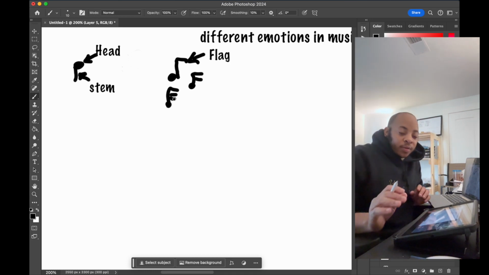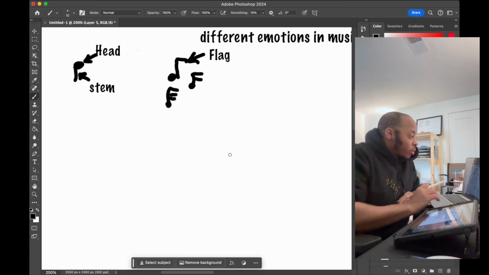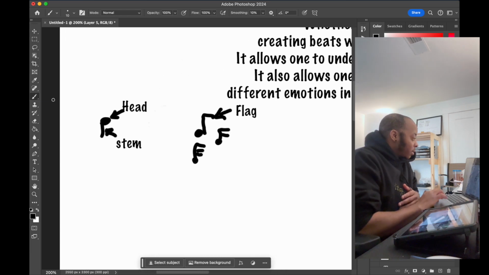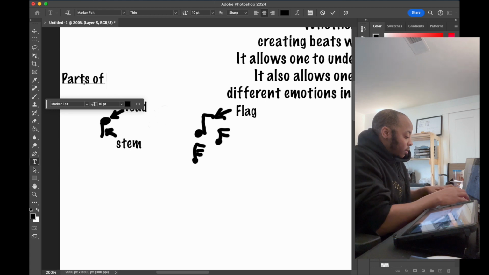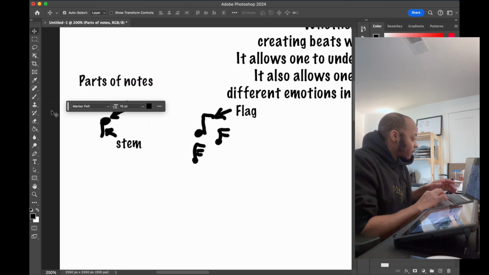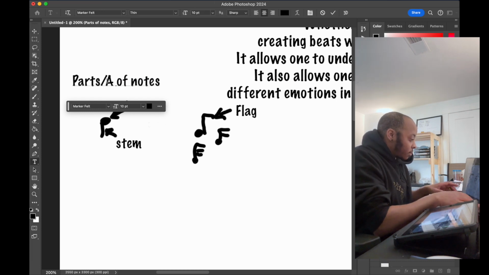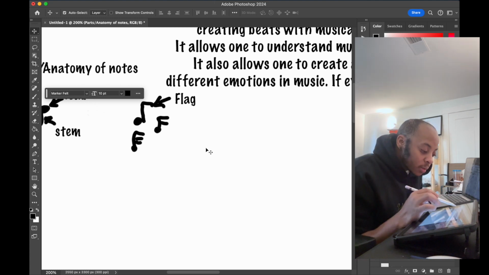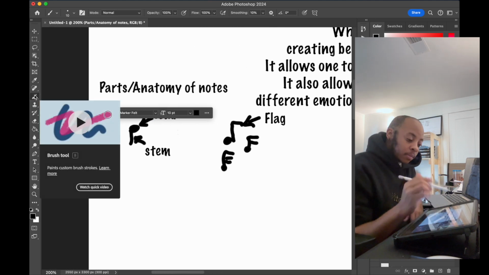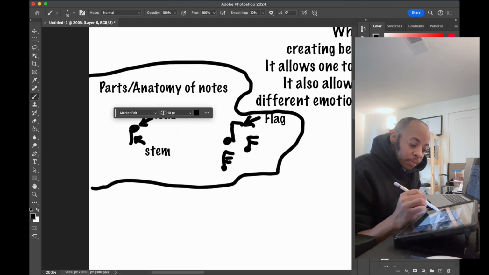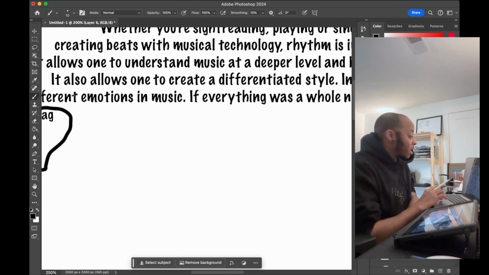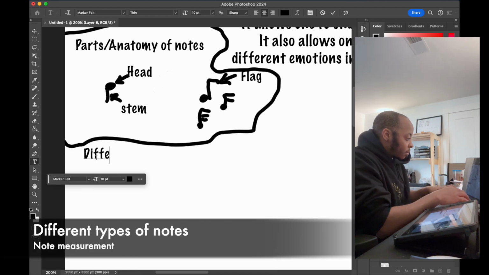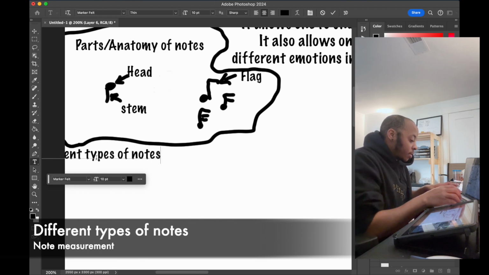All right, so now that we've gone through what parts of the note there are, we're going to look at different types of notes. Let me type this in: the anatomy of notes. Then let me block it off with sections. Now we're going to move to the different types of notes, and when I say different types of notes, I mean the length.